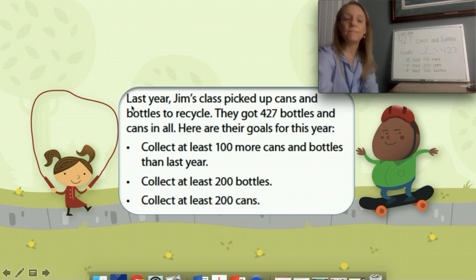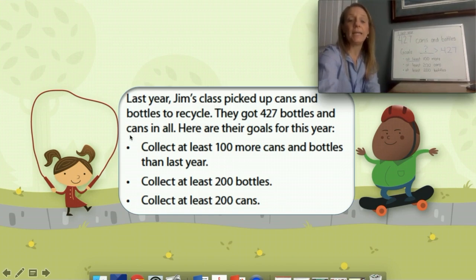Read with me. Last year, Jim's class picked up cans and bottles to recycle. They got 427 bottles and cans in all. Here are their goals for this year. Collect at least 100 more cans and bottles than last year. Collect at least 200 bottles. Collect at least 200 cans.